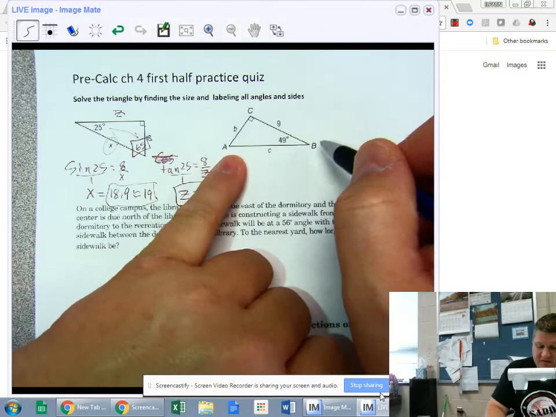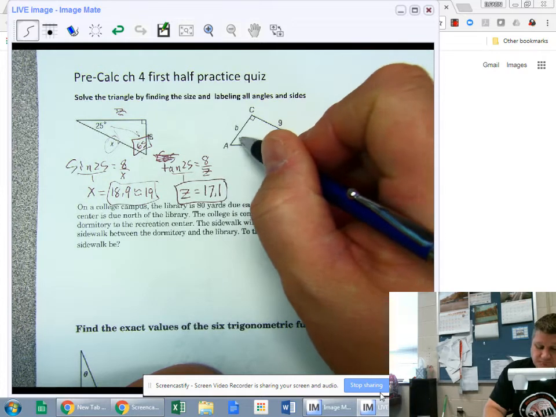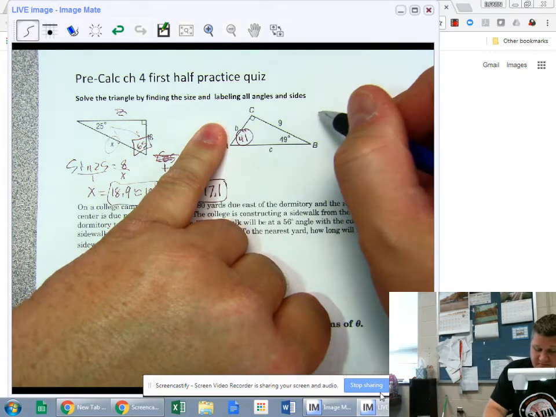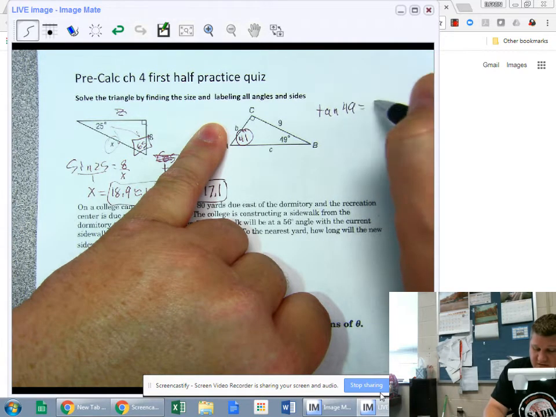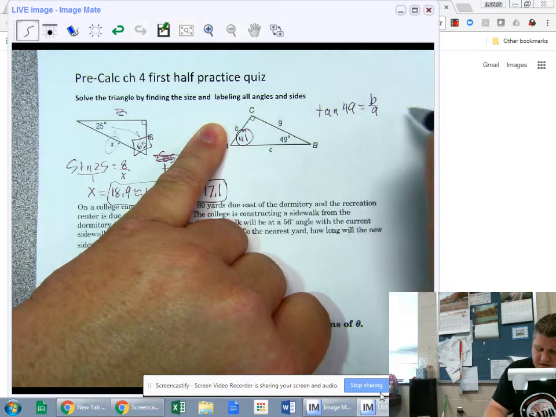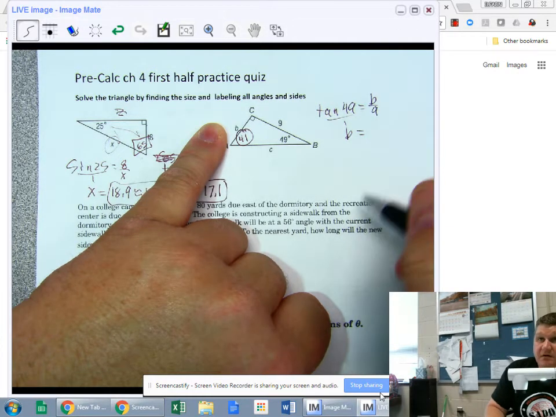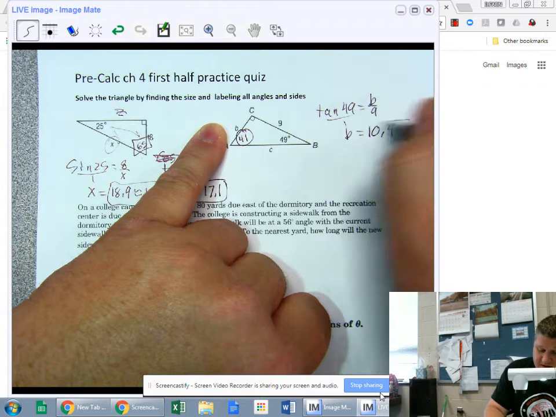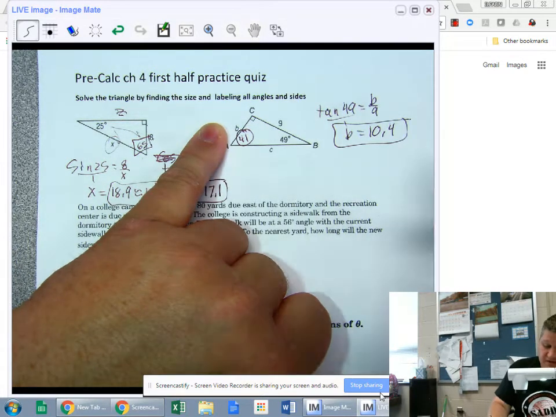Now, let's go over here to this one. In this case, what's the angle that I'm missing? 41. Very good. How am I going to find B? Tangent again. Tangent of 49 equals B over 9. Very good. And put it over 1. B equals 10.4. Okay. And do we agree or disagree with all that? Yeah? We got agreement? Okay.